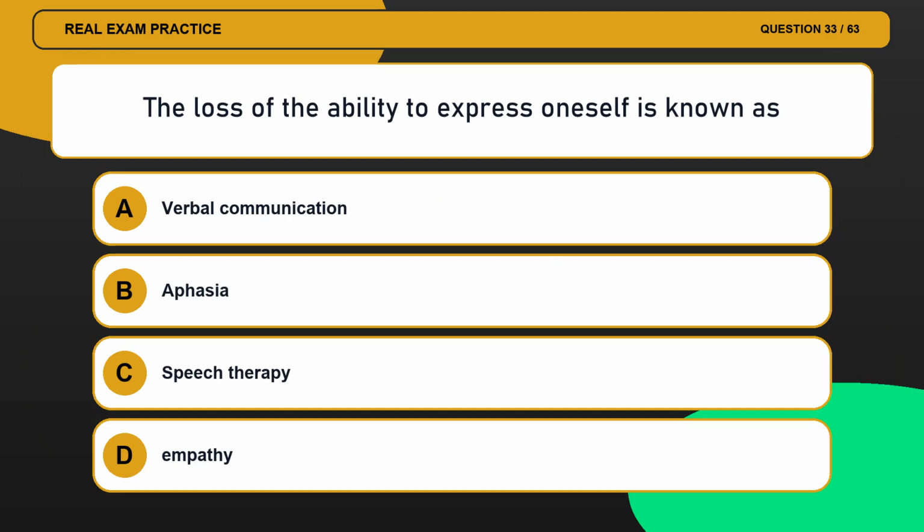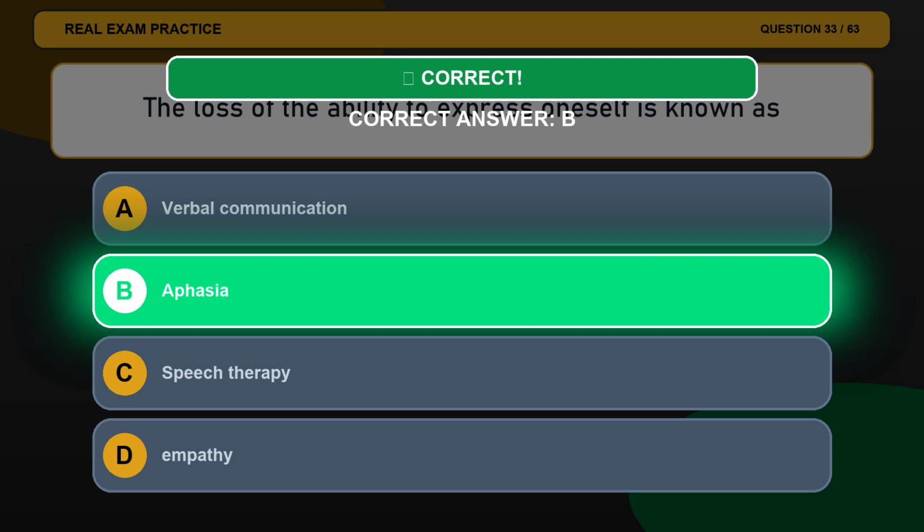Question 33. The loss of the ability to express oneself is known as Option A, verbal communication. Option B, aphasia. Option C, speech therapy. Option D, empathy. The correct answer is Option B, aphasia.